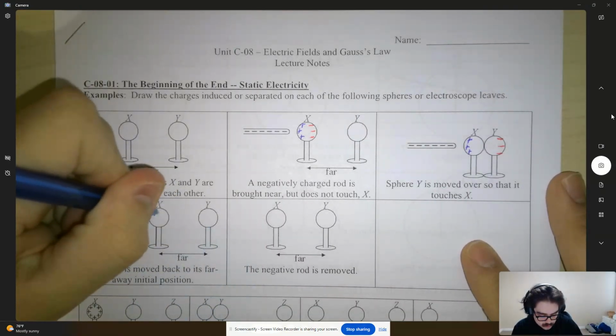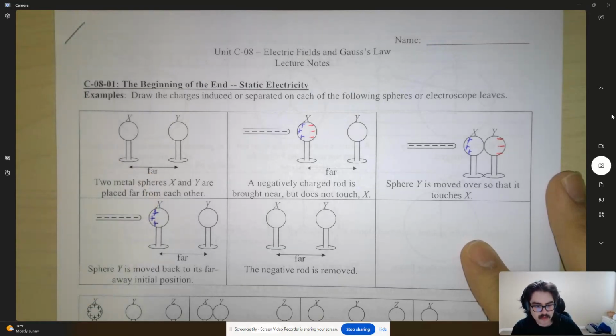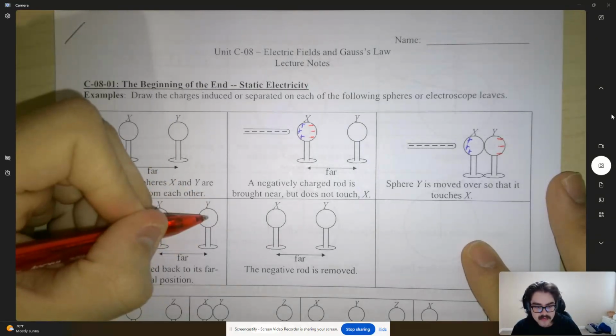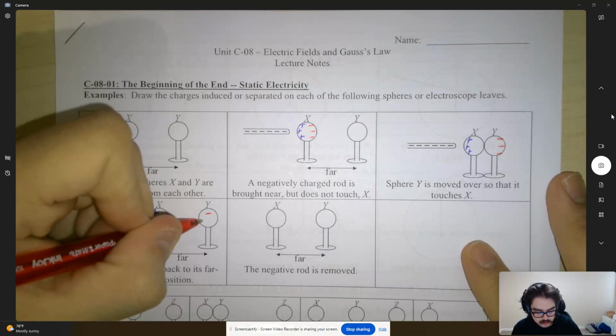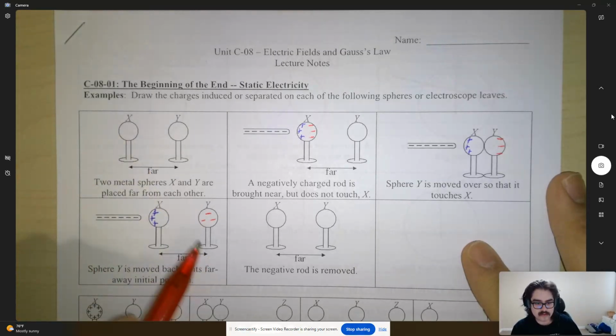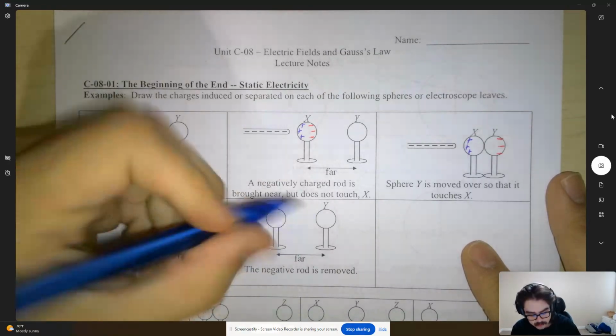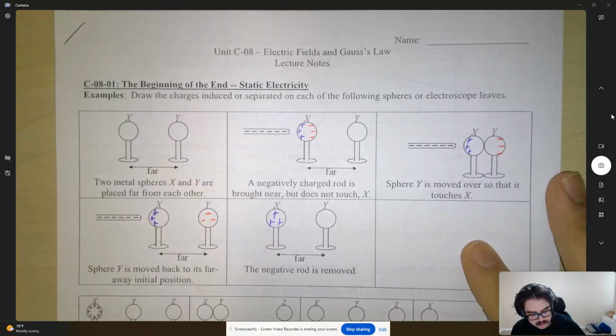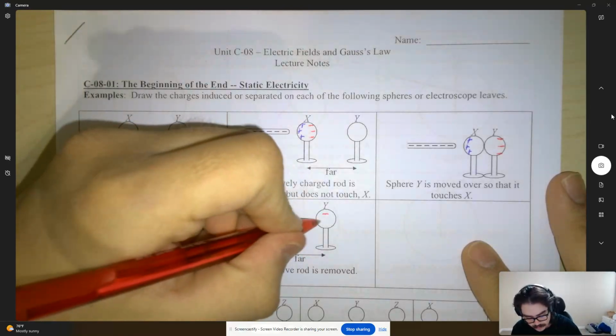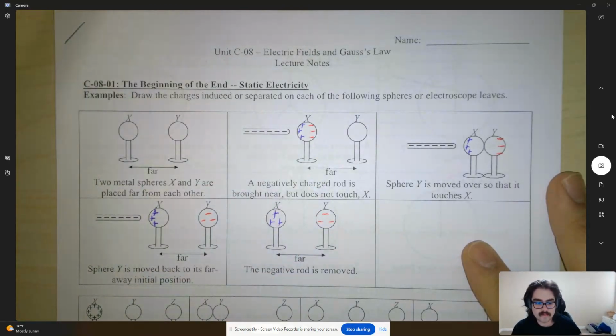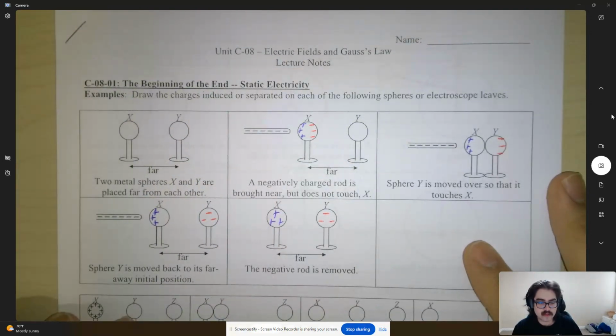The positive charges are still over here attracted to the rod. And then the negative charges are just going to equally distribute themselves throughout the Y sphere because it's far away from the rod. It doesn't feel any effect from it. And then when we take the negative rod away, again, the charges are going to go back to being equally distributed, and nothing really happens with Y because it already was really far away from the rod.